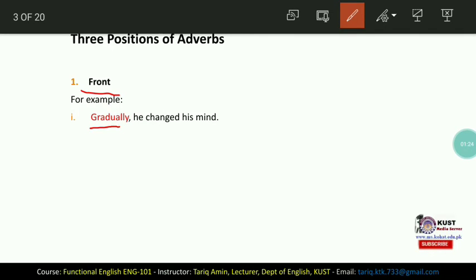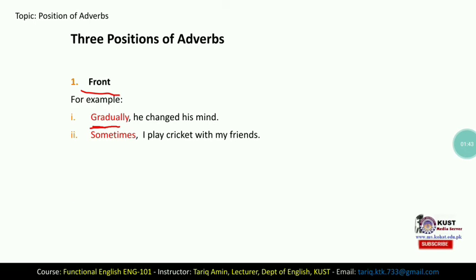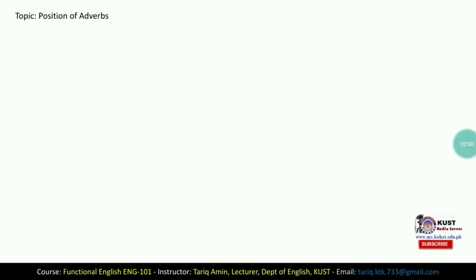We can use adverbs at the very front of sentences, in the beginning of sentences. In this very first example, "gradually" is an adverb and it has been used in the beginning, in the front of the sentence. Another example is, "Sometimes I play cricket with my friends." Once again, we can see that the adverb "sometimes" is used in the front of the sentence. So we can use adverbs in the front of sentences, at the beginning of sentences.